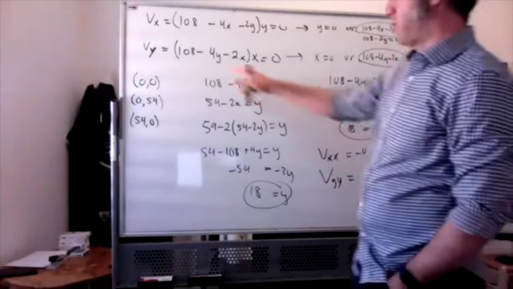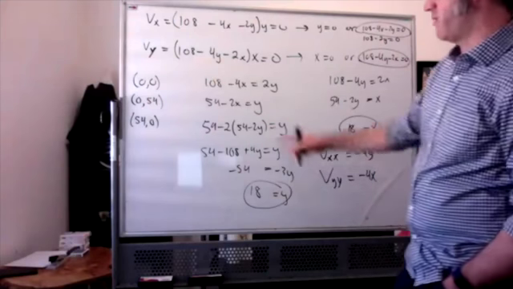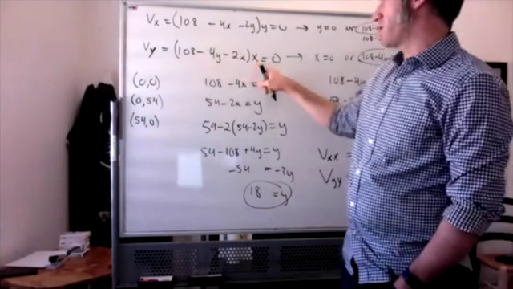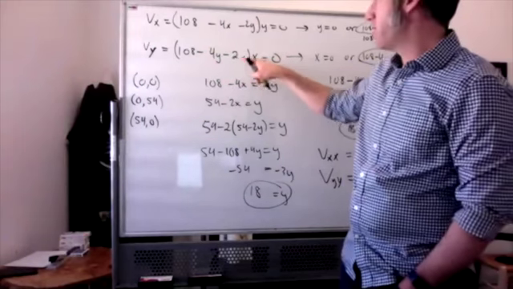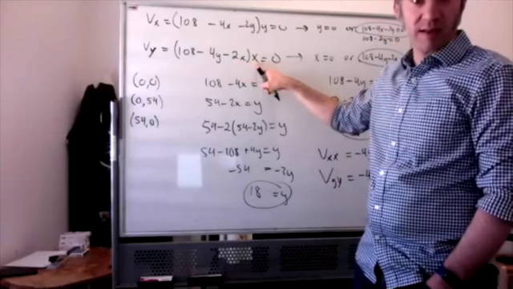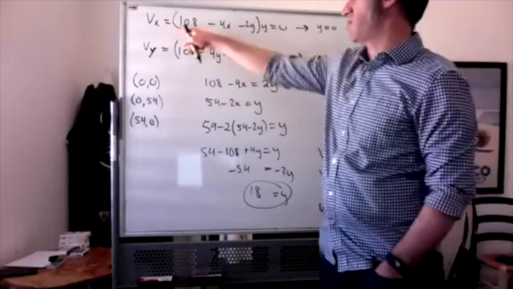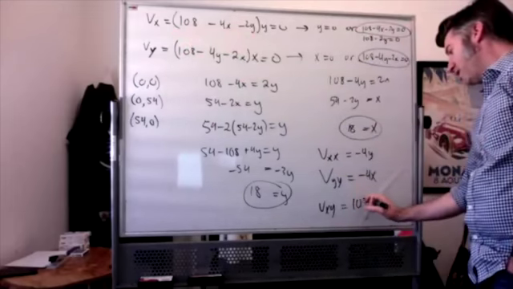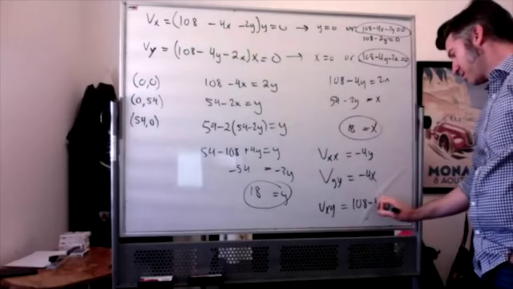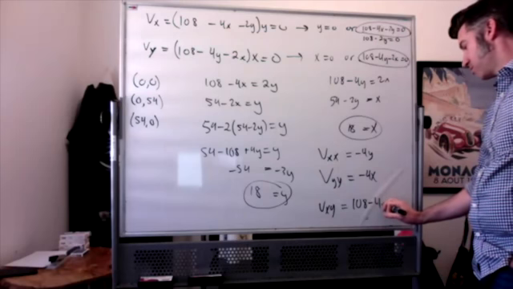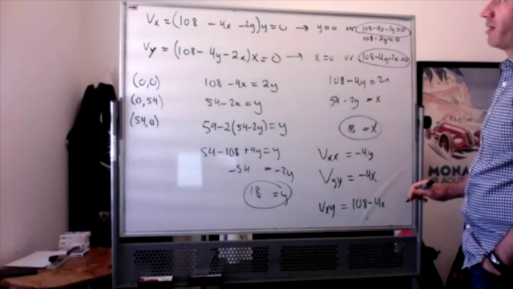And then Vyy is going to be, let's see, so it should be negative 4x. And it is, right? If you take the derivative of this, 108x with respect to y is going to be 0, minus 4yx with respect to y is going to be negative 4x, and minus 2x squared with respect to y is going to be 0. And then finally, Vxy, so the partial of this with respect to y is going to be 108 minus 4x, and then minus 4y.